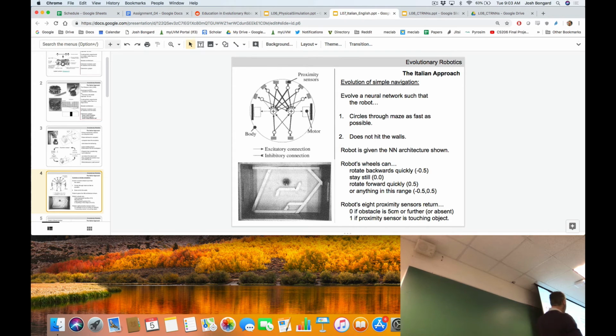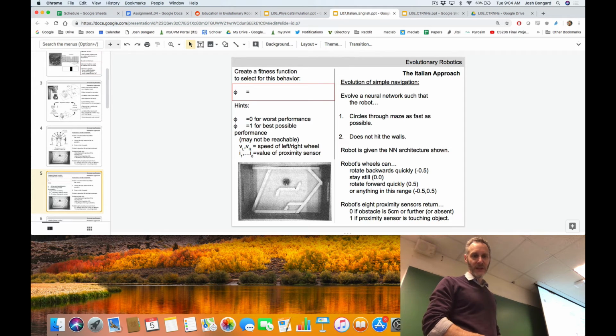Okay, let's look at what they actually did. So they built this relatively simple race course or maze on the top of a table that you see here. And they're going to try and evolve it using a fitness function, which we're going to build up in a moment, where the fitness function is that they want the robot to circle through the maze as fast as possible, do as many laps around the circuit as possible, and don't touch the walls. Pretty simple.